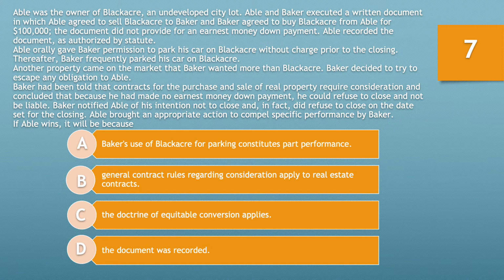Question number 7. Abel was the owner of Blackacre, an undeveloped city lot. Abel and Baker executed a written document in which Abel agreed to sell Blackacre to Baker, and Baker agreed to buy Blackacre from Abel for $100,000. The document did not provide for any earnest money down payment. Abel recorded the document as authorized by statute. Abel orally gave Baker permission to park his car on Blackacre without charge prior to the closing. Thereafter, Baker frequently parked his car on Blackacre.